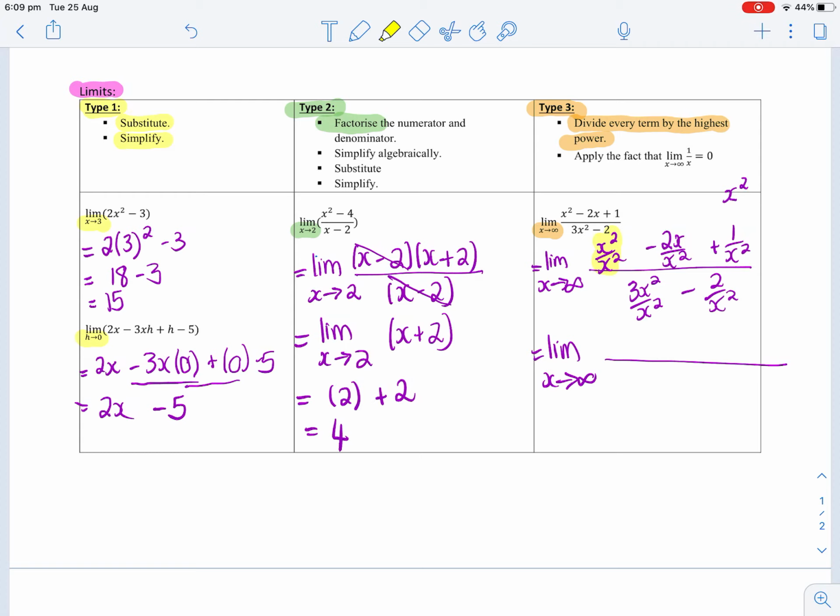X squared divided by x squared is 1. Next term, x can cancel out with one of the other x's. So there's left negative 2 over x. This term cannot simplify any further. Now I simplify the denominator. The two x squareds can cancel out. There's left only a 3. And 2 over x squared cannot simplify any further.